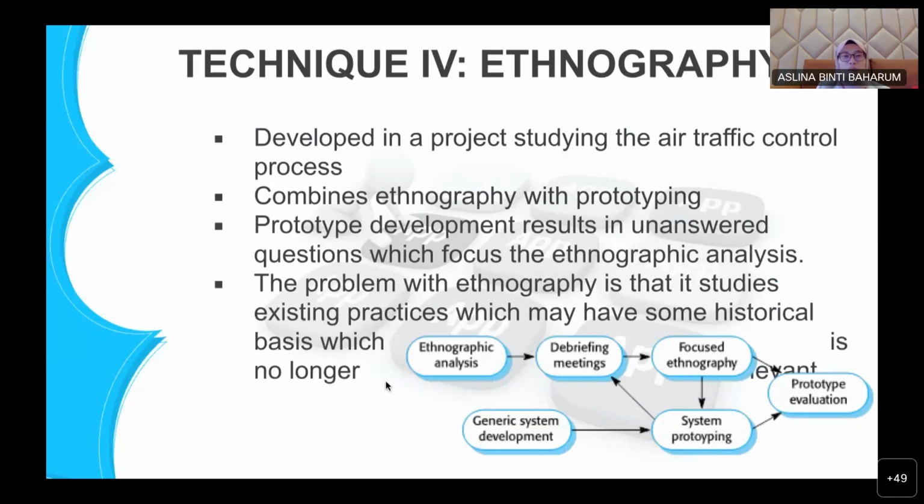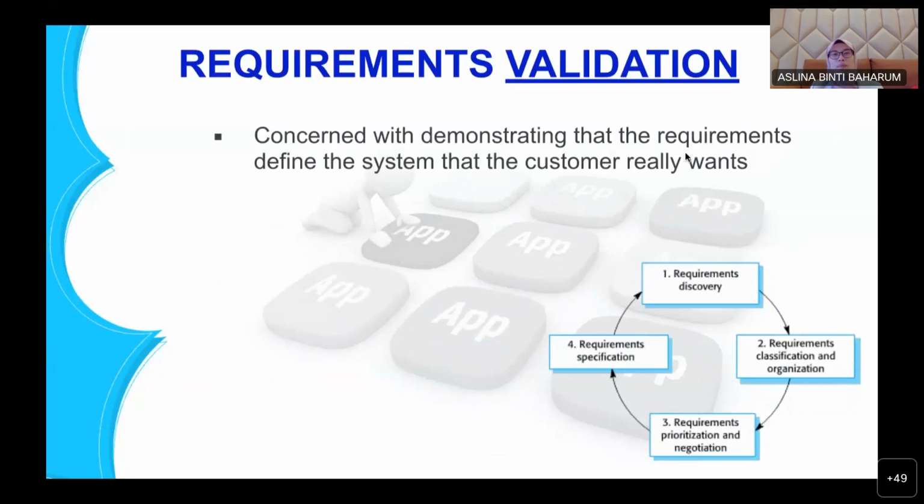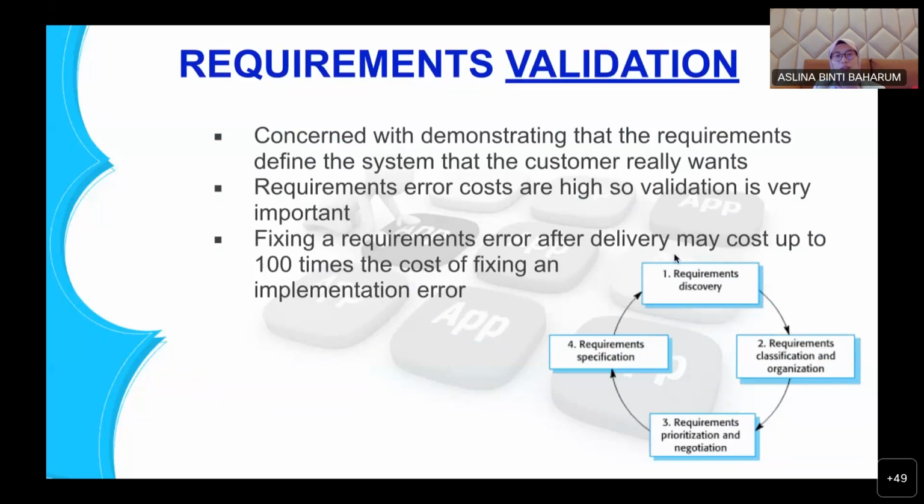So normally it comes together with the prototype, which is easy for you. Last, normally last, validation. After you review, of course, you need to validate your requirement. Validation is concerned with demonstrating that the requirements define the system that the customer really wants. Requirement errors cause a high cost, so validation is very important. Fixing a requirement error after delivery may cost up to 100 times the cost of fixing an implementation error. That's why requirement is the most crucial part. Requirement is usually part of planning and analysis, more on planning.